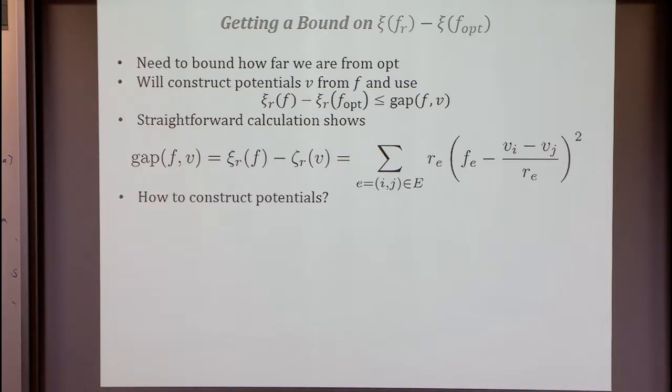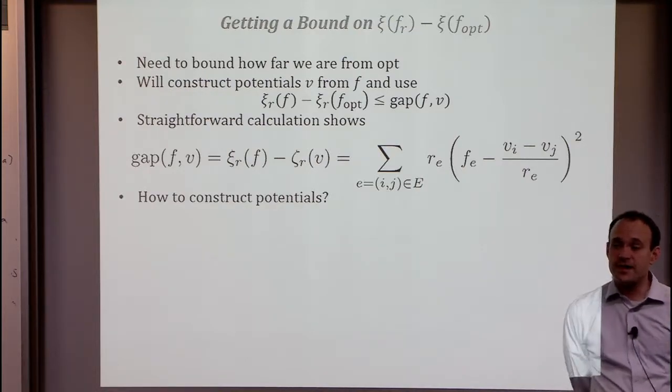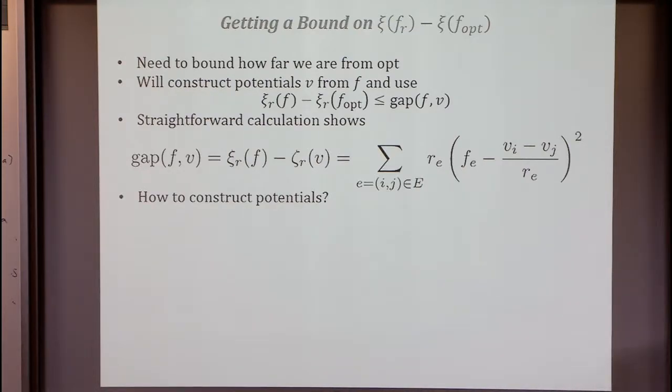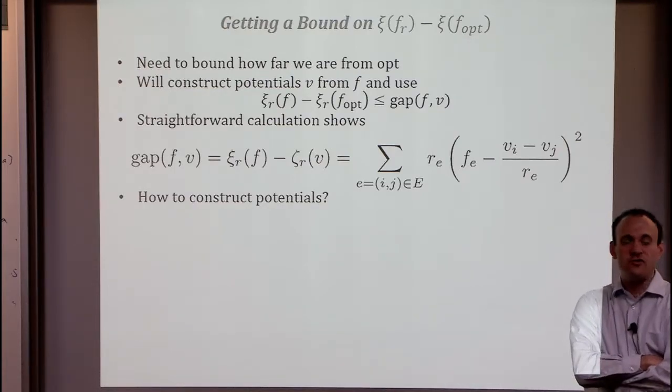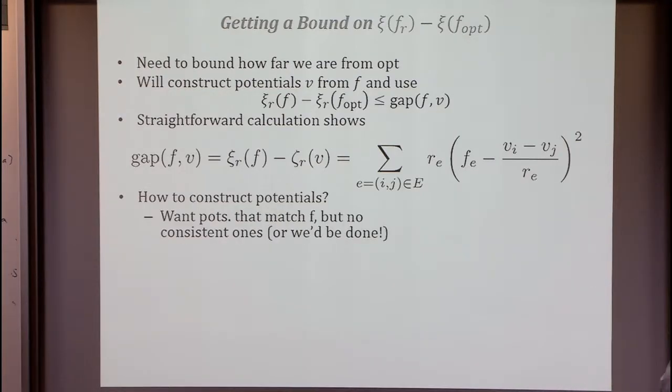Now, in order to actually make this work, we have to figure out how we're going to construct potentials. The way we're going to construct potentials is exactly what Gary asked about. Again, this is all just for the analysis. Remember, the algorithm really is just independently sampling cycles from the distribution I said before. How are we going to construct the potentials? We're going to use our low stretch spanning tree. So we want potentials that match our flow somehow, right?